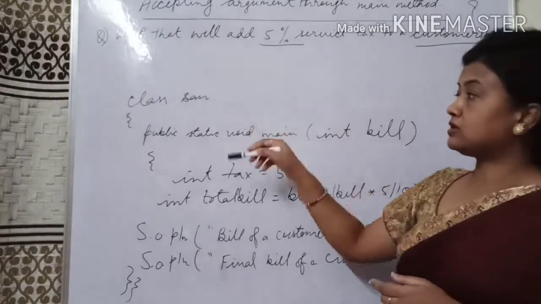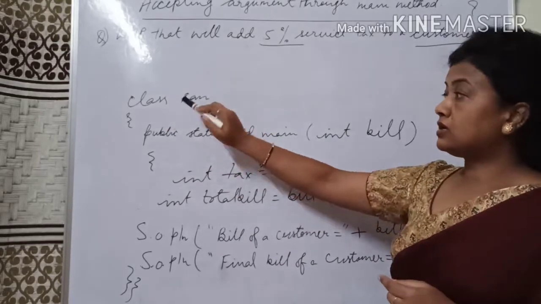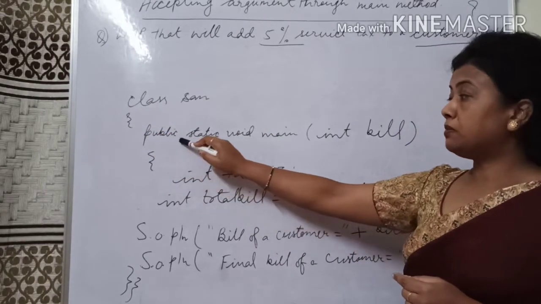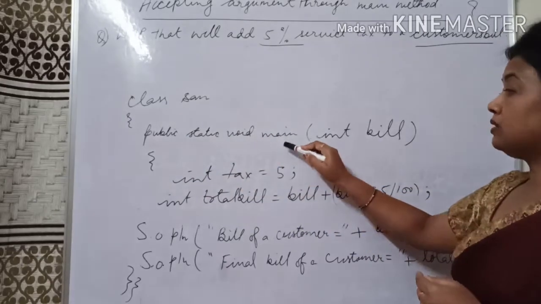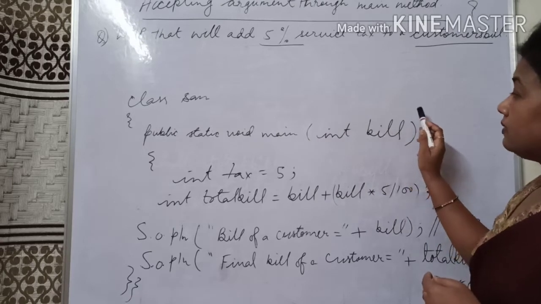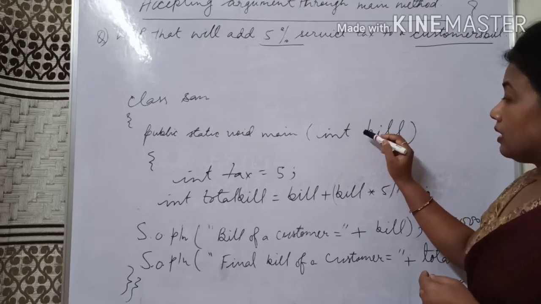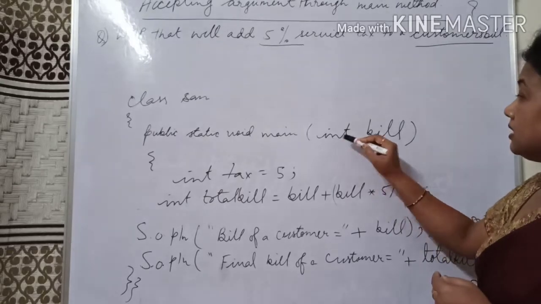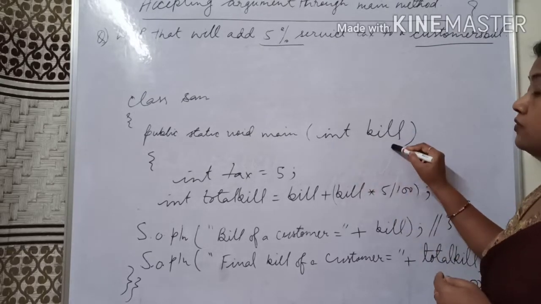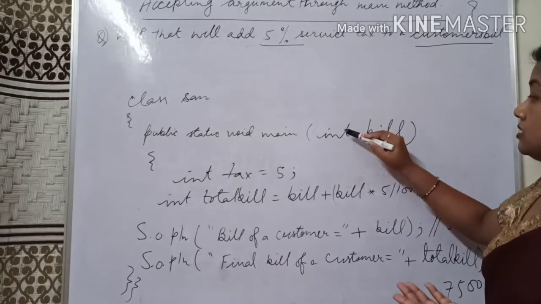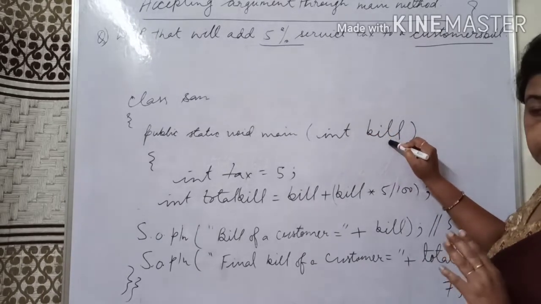Now my program starts like this. Again I will declare a class Sam. The braces of class opens. Next line is my main method, public static void main, because main is the keyword here, and here I will define one variable. We have to pass this variable as an argument. And what is the data type? It is int bill. It means this is the place from where the user has to enter its value.